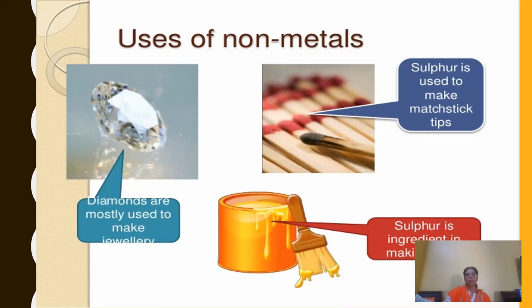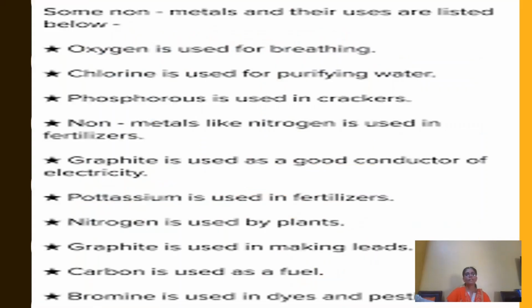Now let us discuss some more uses of non-metals. That is the very familiar non-metal oxygen. As we know, oxygen is very important for us for breathing. Oxygen is used for breathing. Next, during respiration, what is exhaled? Carbon dioxide. Carbon dioxide is used by plants for photosynthesis, for preparation of food. So we can write that also.